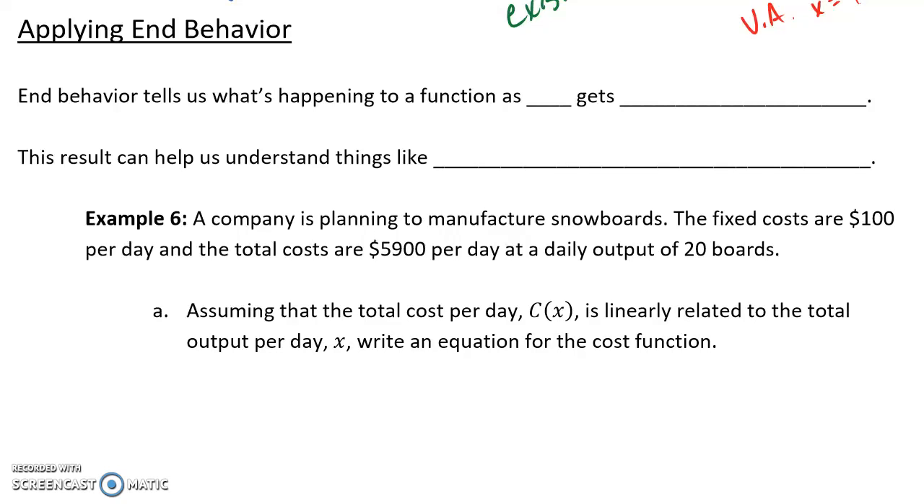When we talk end behavior, what we're talking about is what's happening to a function as x, which with our profit, revenue, and cost functions has represented production level. So what happens as our production level gets increasingly large? In terms of applications, this can allow us to investigate things like average cost over time.